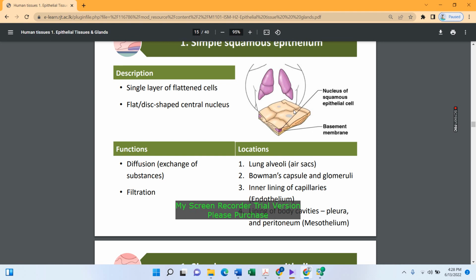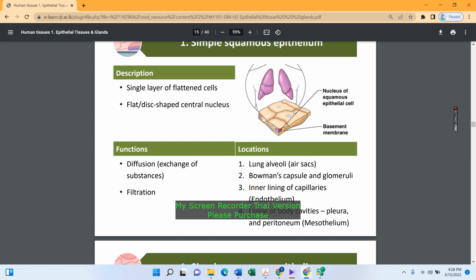For diffusion, it's found in lung alveoli, in the air sacs, and for filtration, it's found in Bowman's capsule and glomeruli, because in Bowman's capsule and glomeruli we know that the ultrafiltration process happens. So filtration takes place, and for that we need thin walls. For that, Bowman's capsule and glomeruli are lined with simple squamous epithelium.